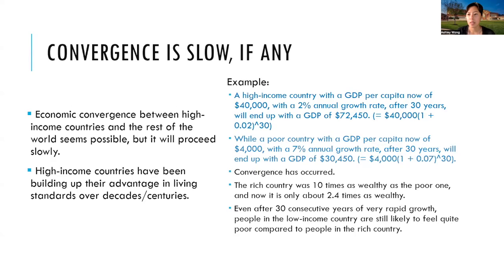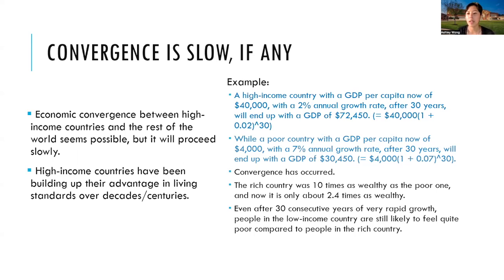So our conclusion here is that if there is any economic convergence, it is happening very slowly. So the economic convergence between high income countries and middle to low income countries is possible, but it's happening very slowly over a very long period of time.